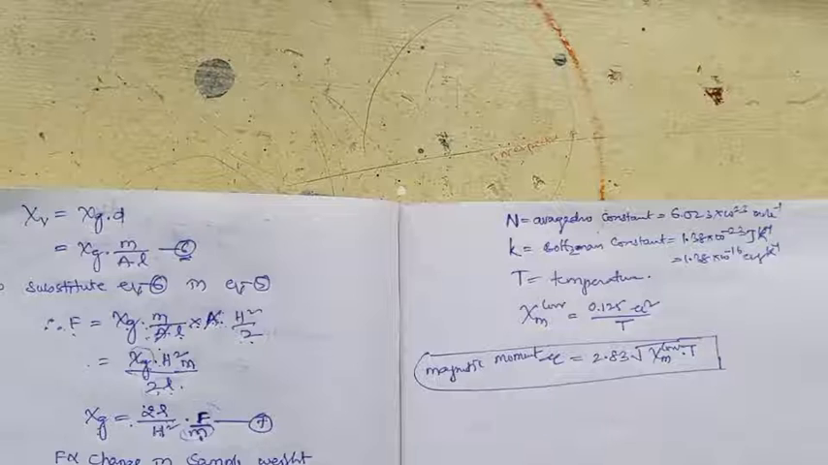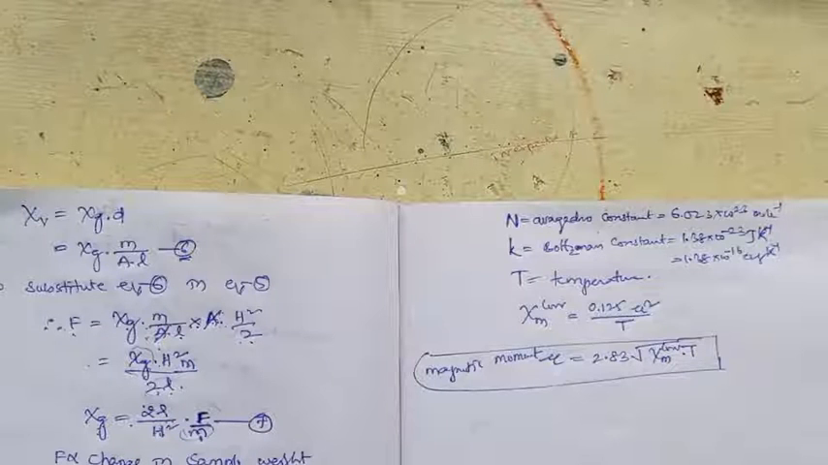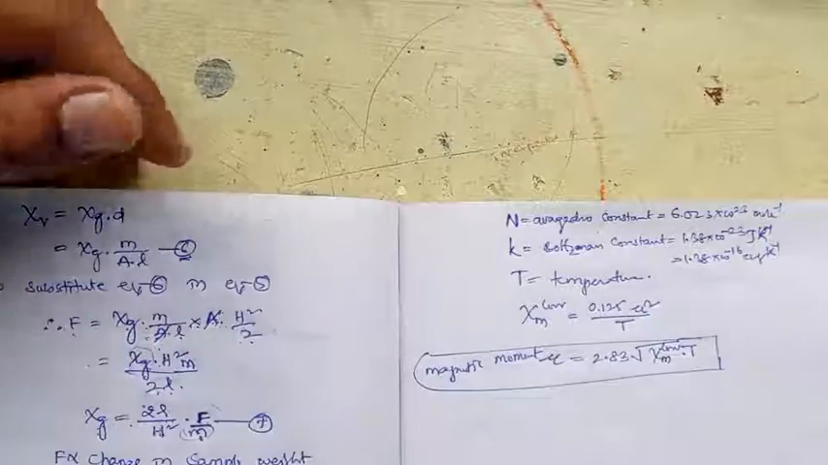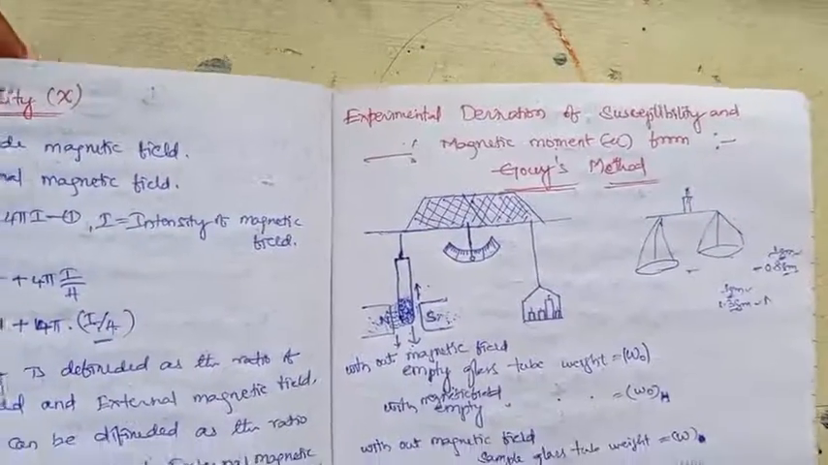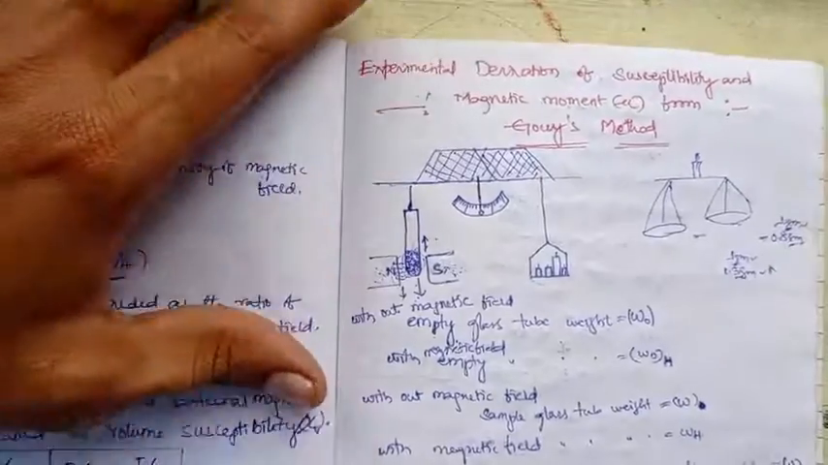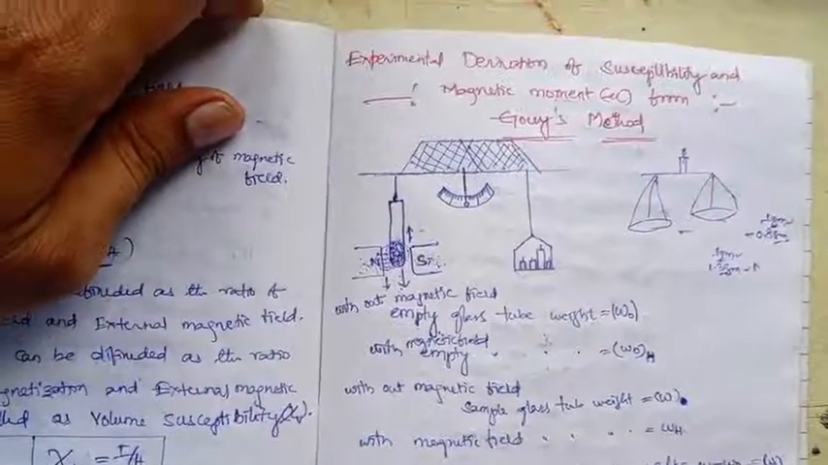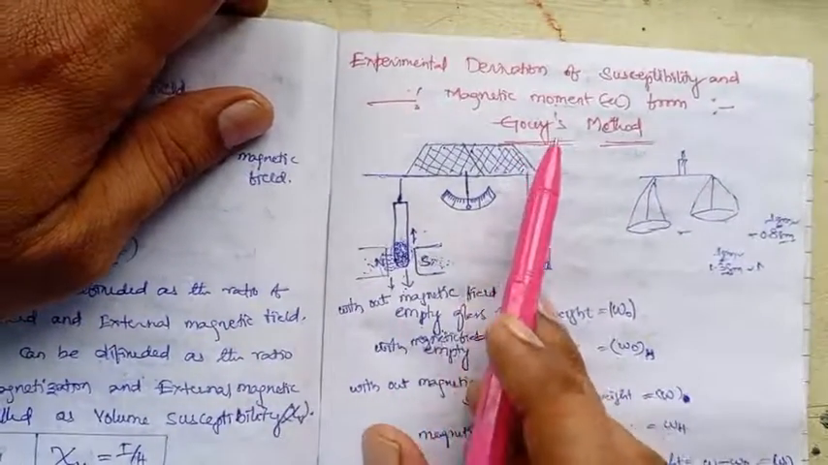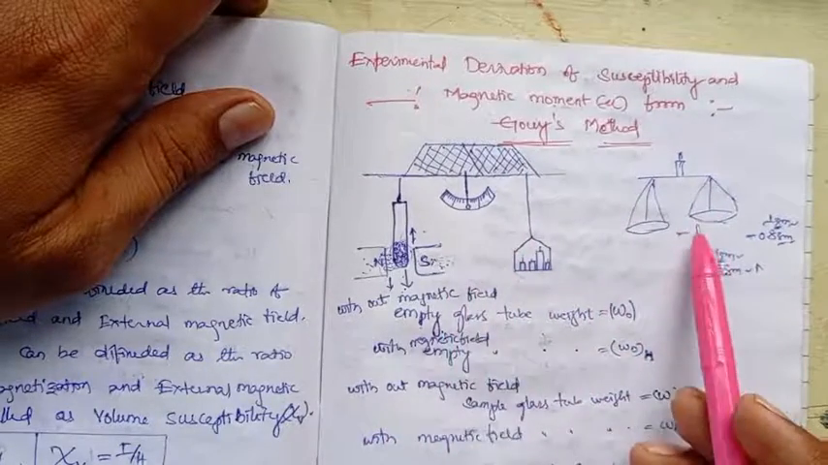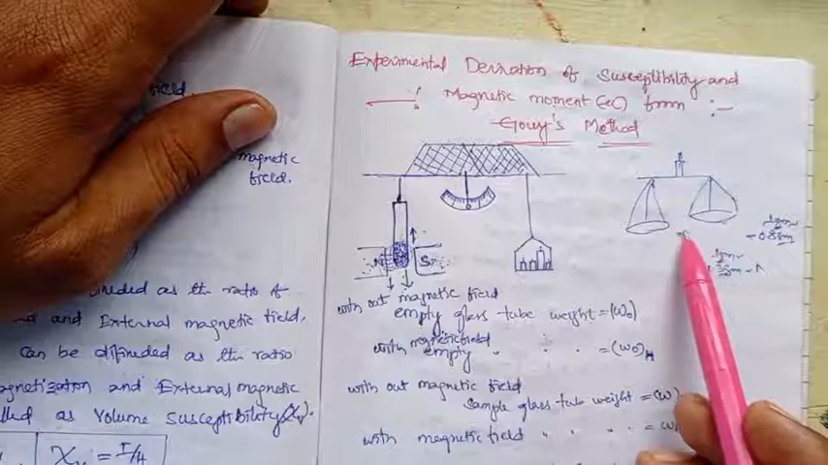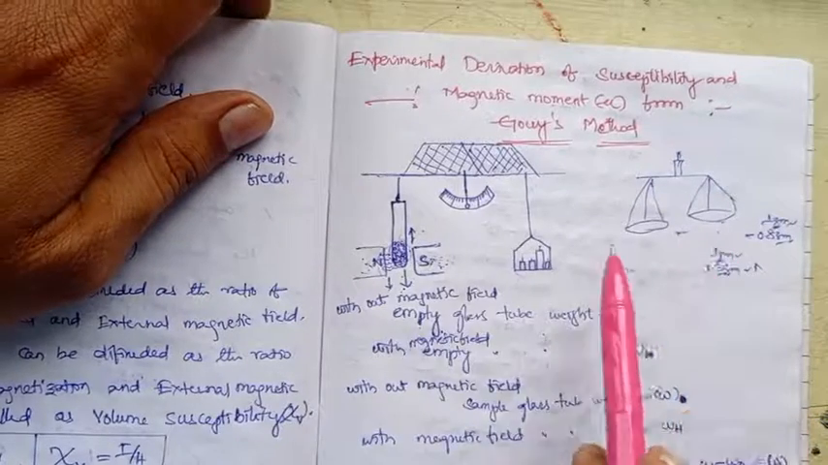So like this we are going to have the magnetic moment value also from the Gouy's method, right? So one more time I am brushing the topic, Gouy's method, which is very much important. Gouy's method has an operator similar to a simple two pan balance.